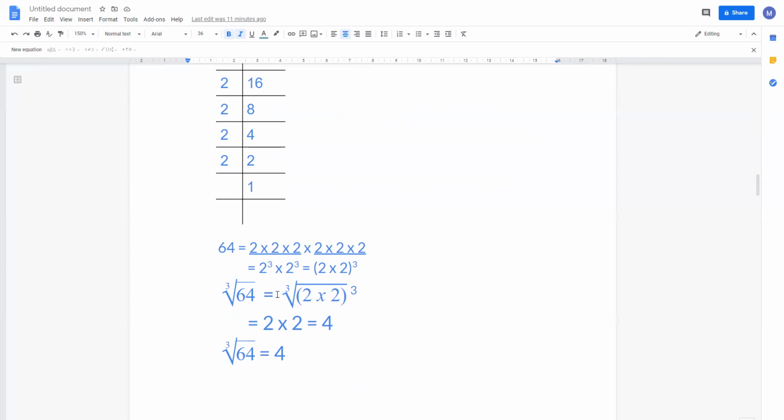Now we have to find the cube root. So the cube root of 64 equals, we have to take the cube root on the LHS and RHS. On the left side the number is 64, and on the right side is, in brackets, 2 into 2 the whole cube. So the cube root of 64 equals the cube root of (2 multiplied by 2) the whole cube. We know that when we take the cube root of a cube number, only the base will remain. So 2 into 2 equals 4. So the cube root of 64 equals 4.